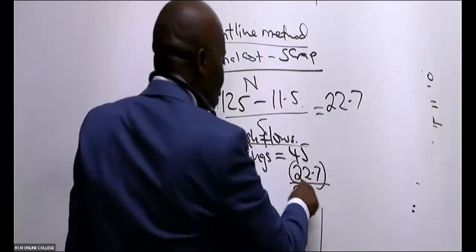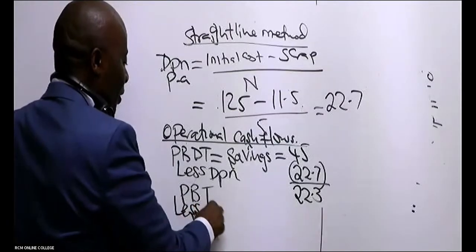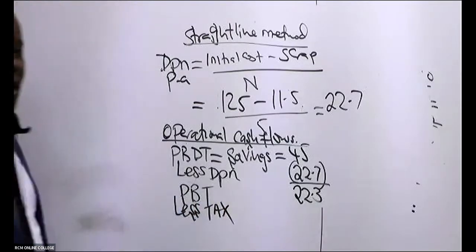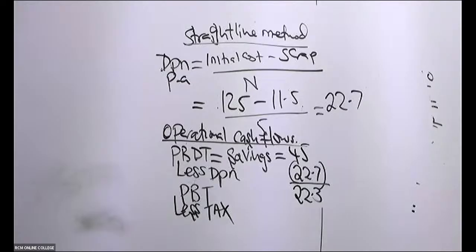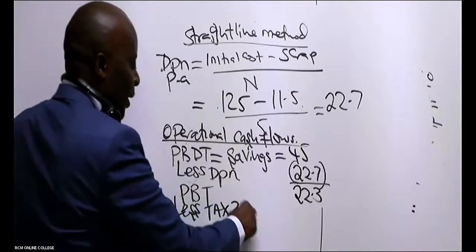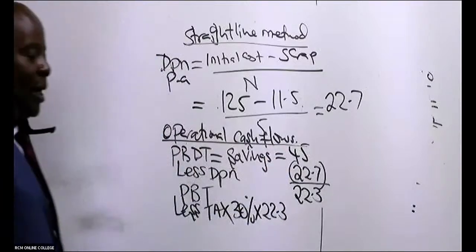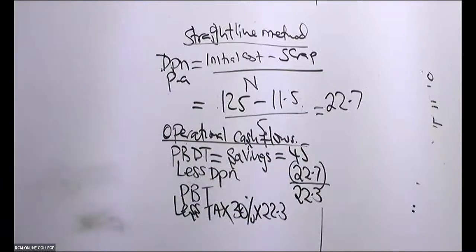22.3. Thank you so much. So then from there we come and less tax. CPA students always assume that tax is 30%. At times, examiners will give you 25%. You must read the question just to be sure about the rate of tax. So what is the tax rate given? Here it was very simple. It was 30%, isn't it? So 30% of this 22.3, which is the same as 0.3 times 22.3.